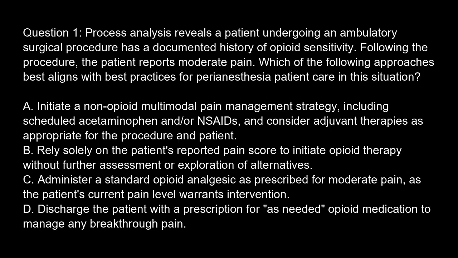Question 1. Process analysis reveals a patient undergoing an ambulatory surgical procedure has a documented history of opioid sensitivity. Following the procedure, the patient reports moderate pain. Which of the following approaches best aligns with best practices for perianesthesia patient care in this situation?